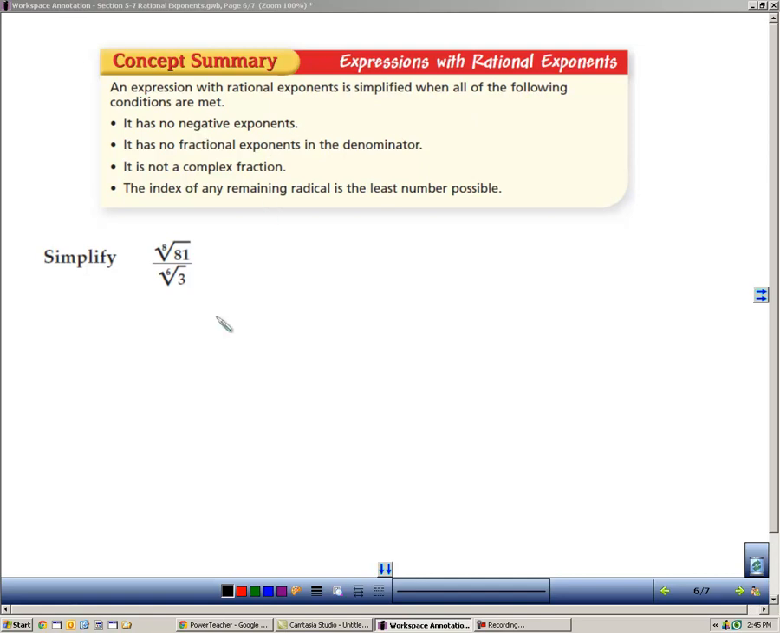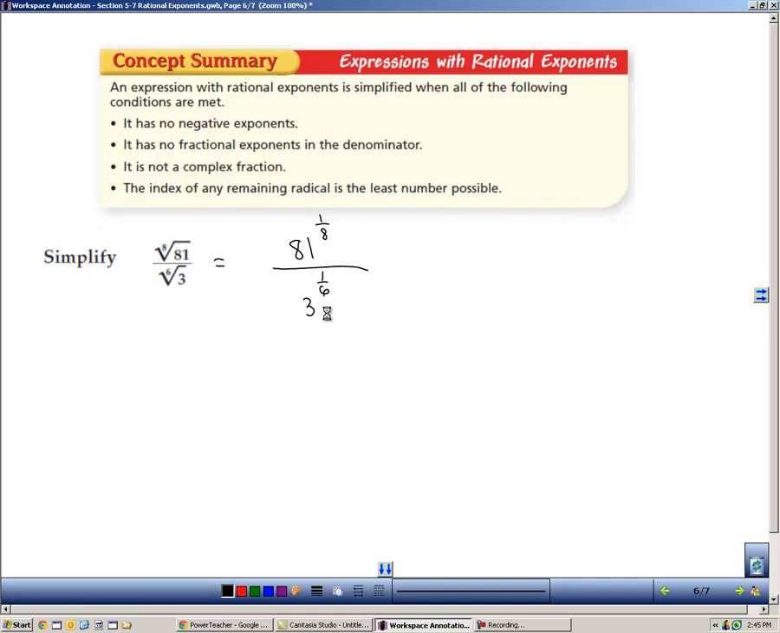No negative exponents, no fractional exponents in the denominator, no complex fractions, and the index must be the smallest possible. So here I'm going to try to simplify this. Right now I know it's going to be 81 to the 1/8 power if I just change it into exponent form, and then 3 to the 1/6 power.